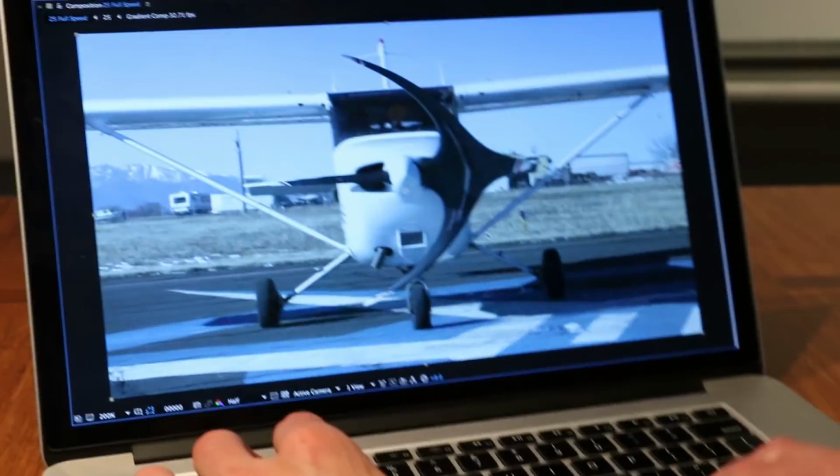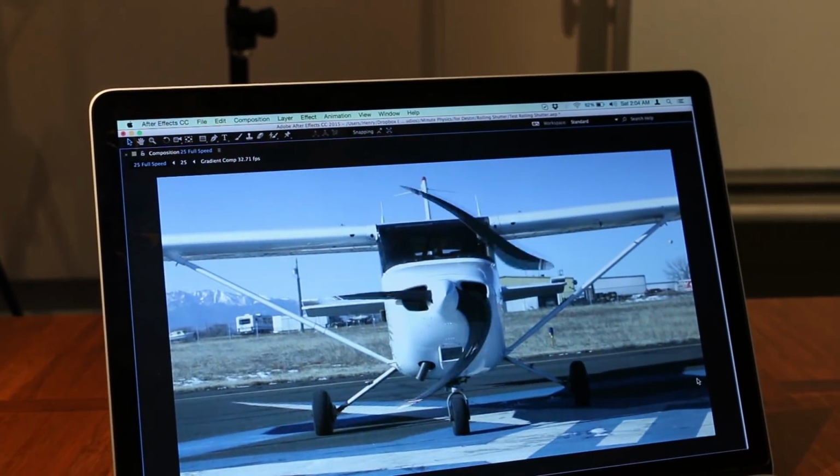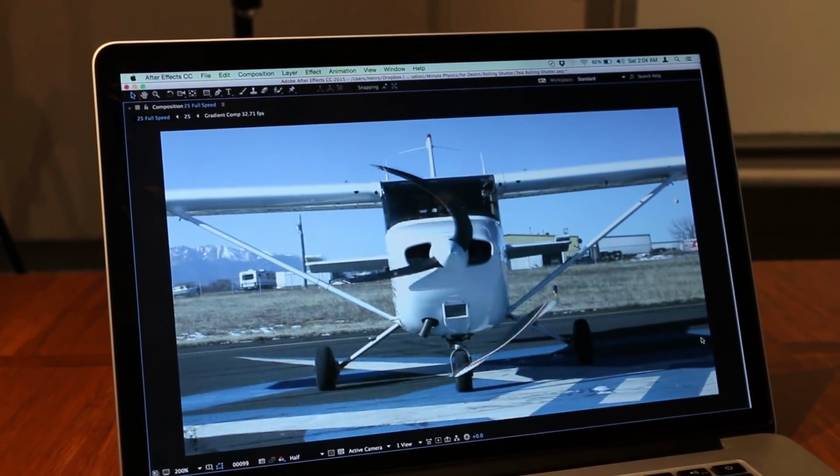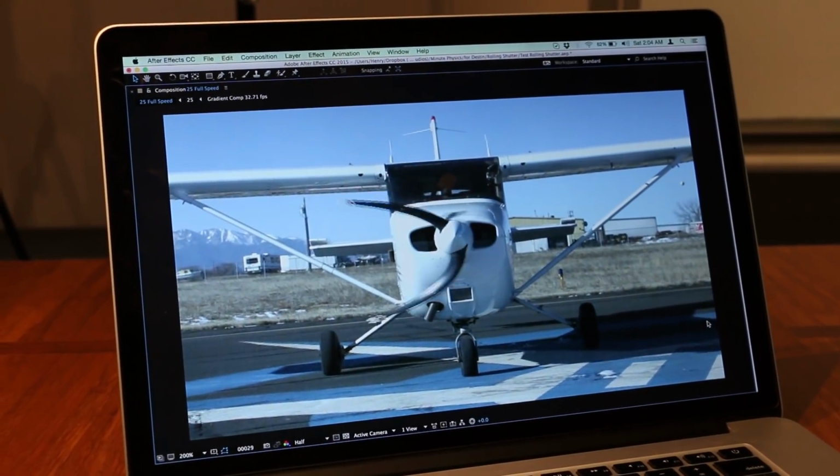Okay, so what is this? Oh, dude. Of what rolling shutter looks like over time.